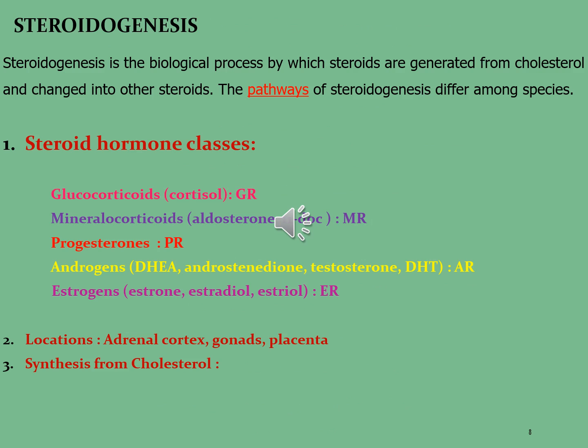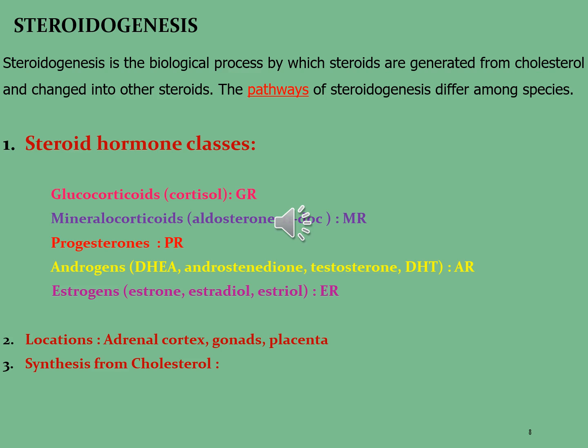Let's see what steroidogenesis is. After taking this lecture, you should be able to describe the key components of steroidogenesis, list the major steroid hormone classes and key examples, the locations where steroid hormone synthesis occurs, and the detailed steps of making steroid hormones from cholesterol. Steroidogenesis is the biological process by which steroids are generated from cholesterol and changed into other steroids. The pathway of steroidogenesis differs among species.